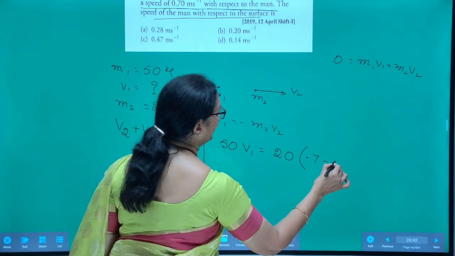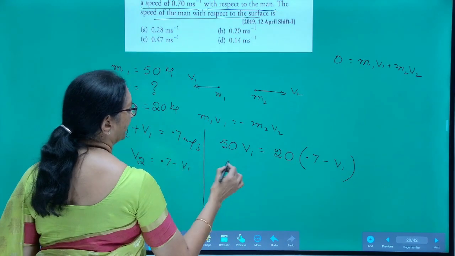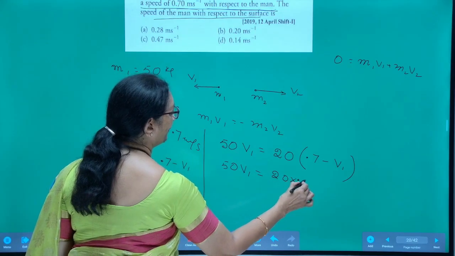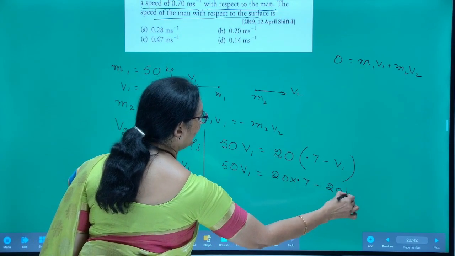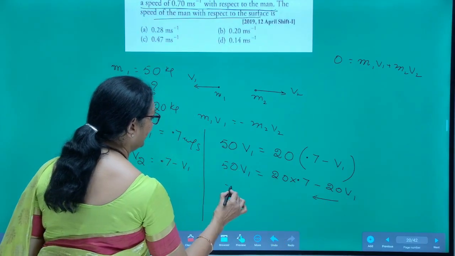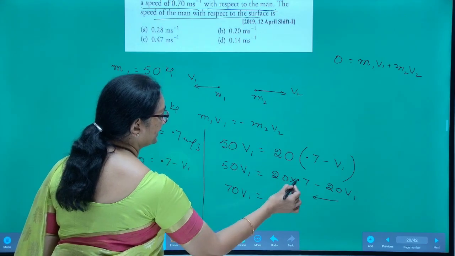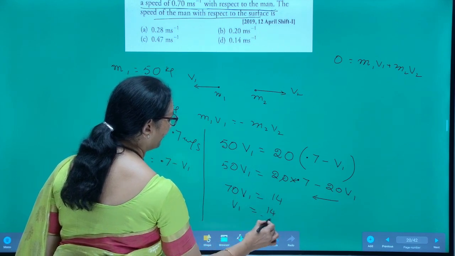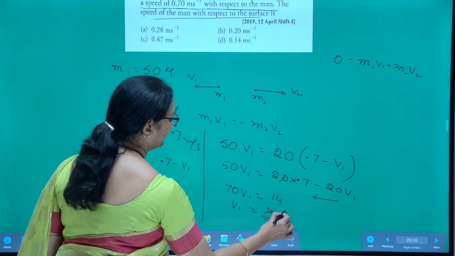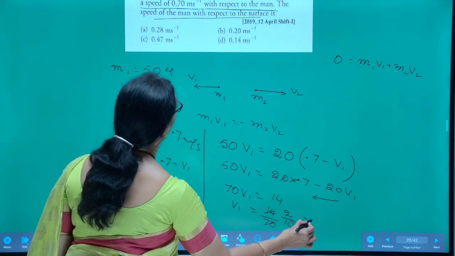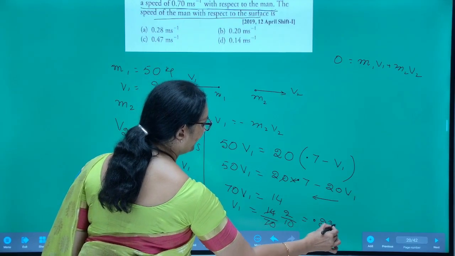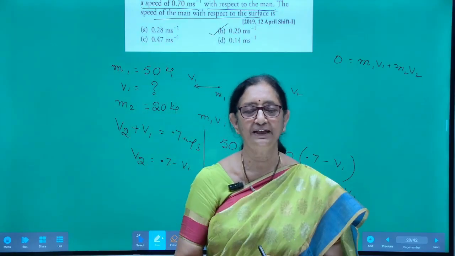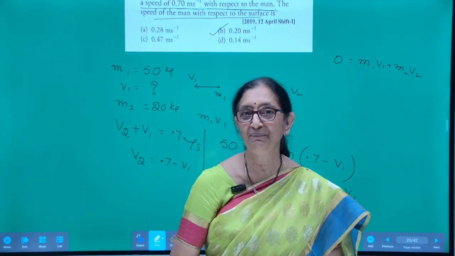So, 0.7 minus v1. So, it is 50 v1 is equal to 20 into 0.7 minus 20 v1. Bringing this to this side, 70 v1 is equal to 14, or v1 is equal to 14 by 70, it is 2 by 10, or it is 0.2 meter per second. So, velocity of the man with respect to the ground is 0.2 meter per second.